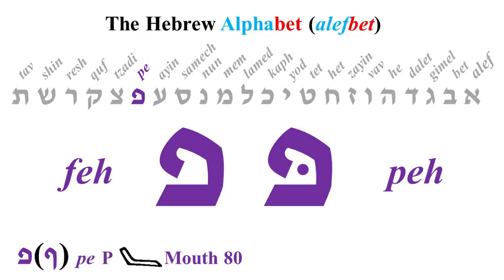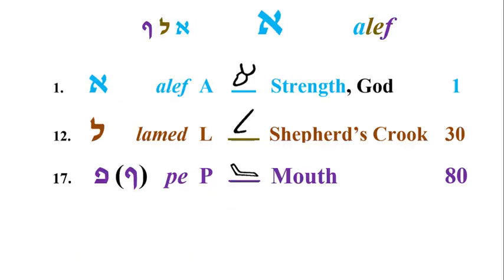Now, the letter Aleph, you know, that's the first letter of the Hebrew alphabet. And Aleph is a letter, but Aleph is also a word. And you spell Aleph, Aleph, Lamed, Pei. And here the Pei represents the F sound.